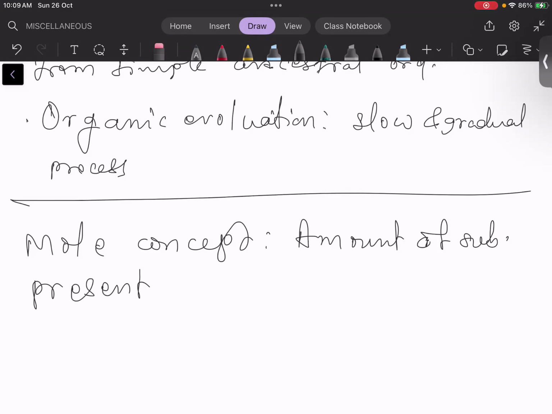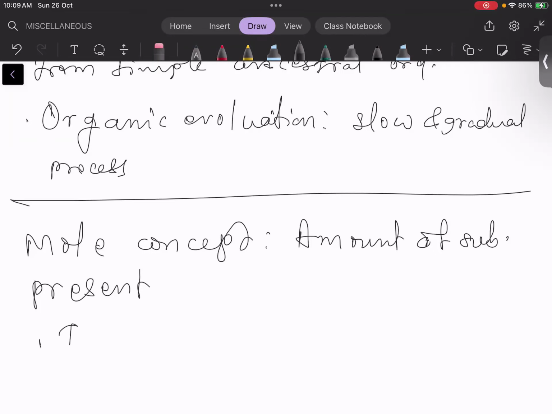So mole is a unit of measurement. Mole is a unit of measurement for quantity of a substance. So amount of substance or number of elementary entities of a substance, that is called what? Mole. Mole, right? It provides specific measure for number of atoms or molecules.